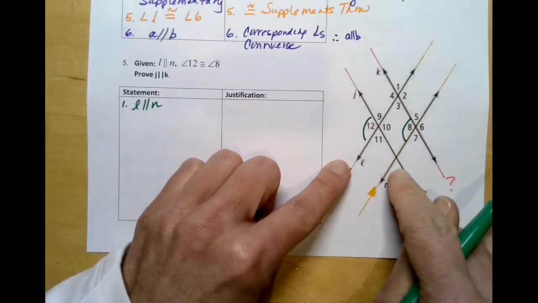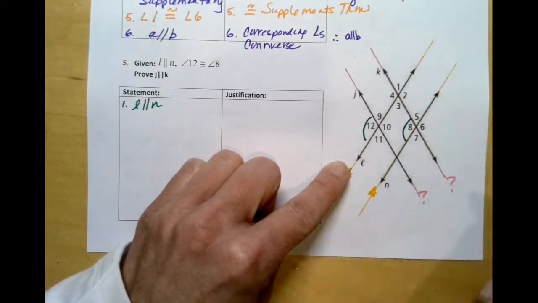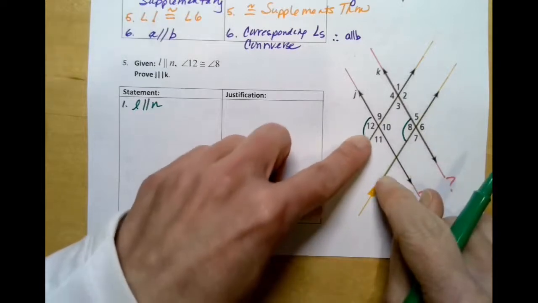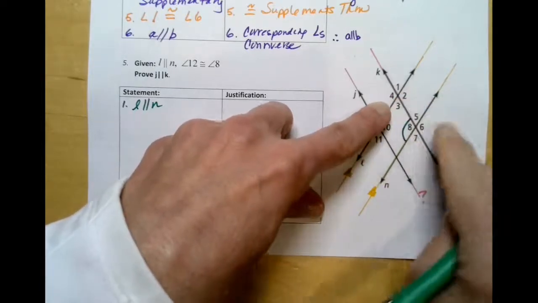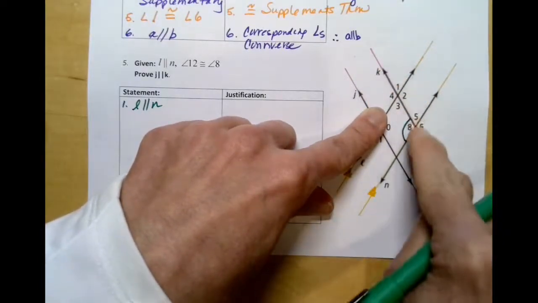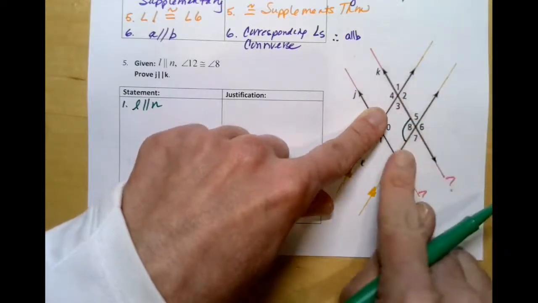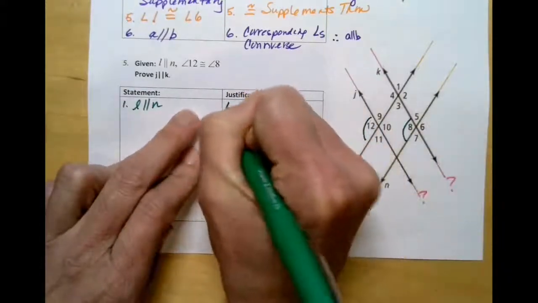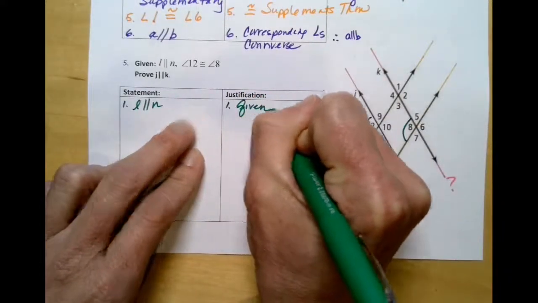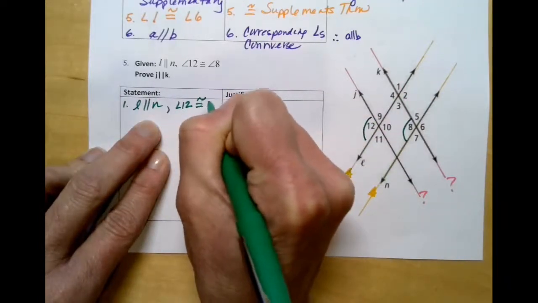So since I have that given relationship between L and N, let's see what I have that can be true. L and N are parallel, and I want to prove J and K are parallel. So if I've got L and N are parallel, I can talk about these two families. Transversal K, and I can talk about all the relationships between 1, 2, 3, and 4, and 5, 6, 7, 8, because I know that they're parallel. That is my given. And guess what else they gave me? Angle 12 is congruent to angle 8.